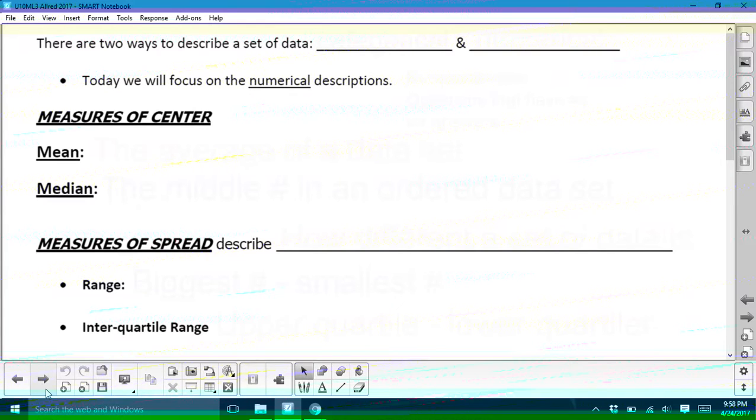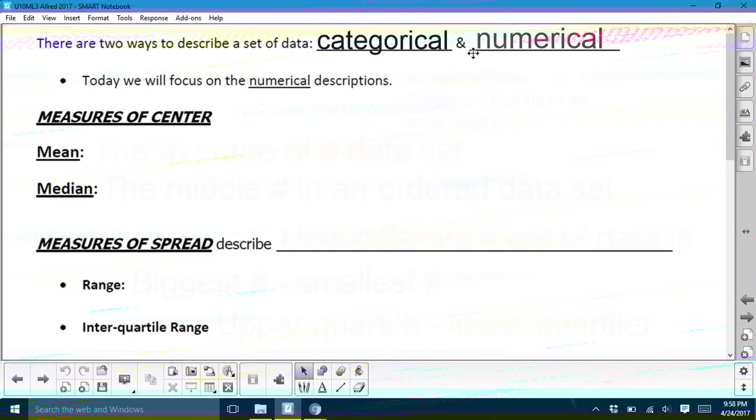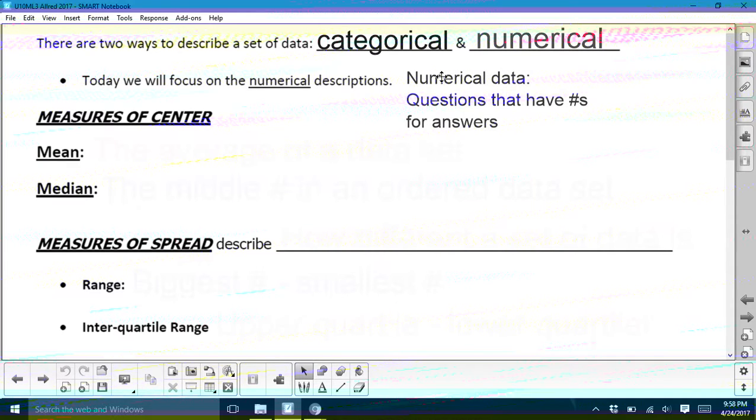Way back when we started Unit 10 two days ago, we said that there were two different ways to describe a set of data. We said we could describe it categorically or numerically. Today we'll focus on numerical descriptions. Numerical data is when you ask questions that have numbers for answers. Whenever you ask a question that has a number for an answer, you're going to get lots of different numbers, hopefully, and you'll have a data set.